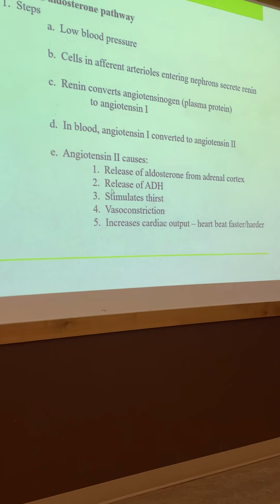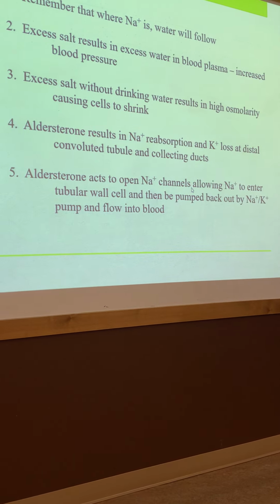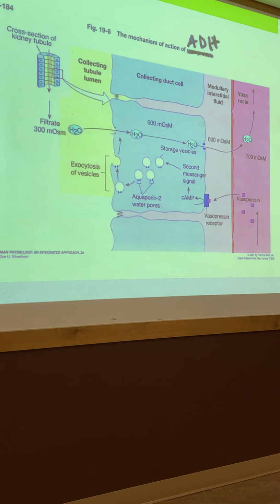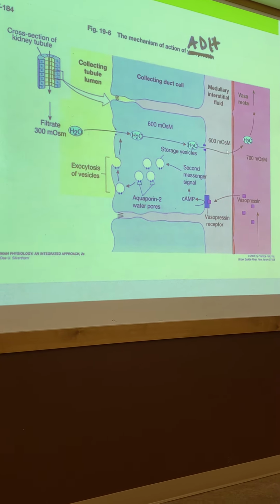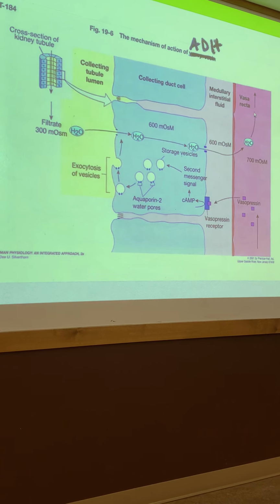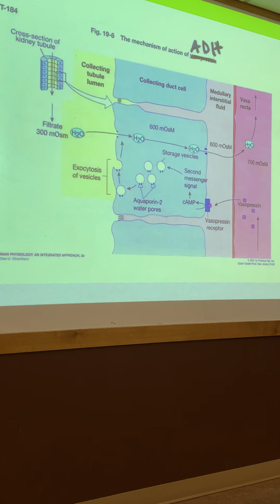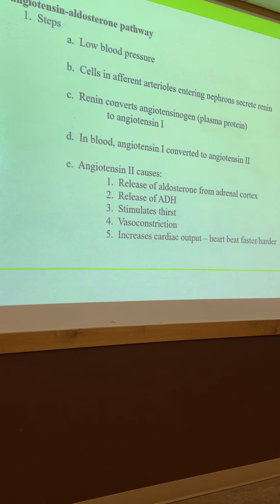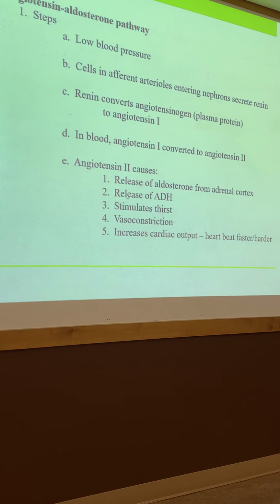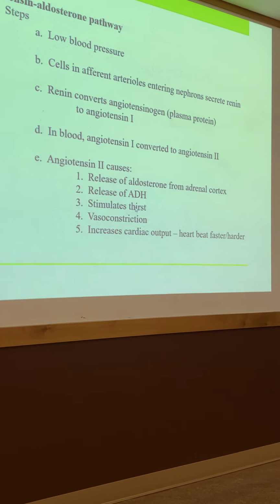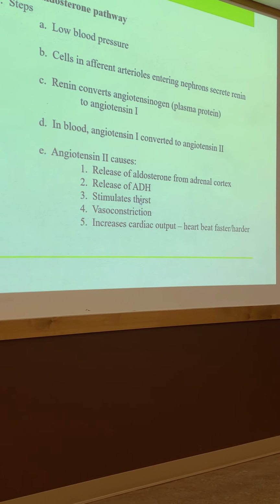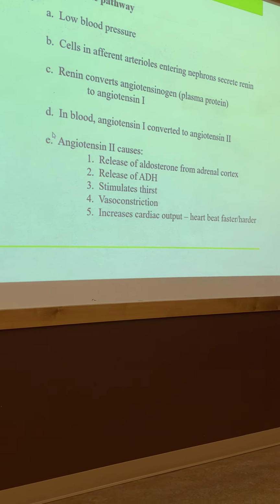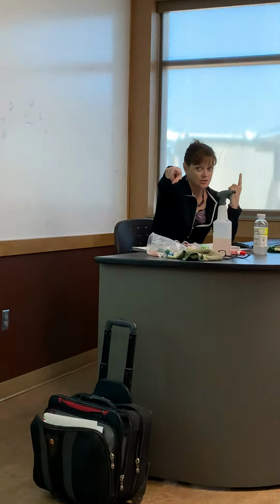Angiotensin 2 also causes the release of ADH. What does ADH do? Makes those water channels in the collecting duct, pulls water back into the bloodstream. What's that going to do to your blood volume? Increase it. What's it going to do to your blood pressure? Increase it. Angiotensin 2 is going to stimulate thirst. What are you going to do? Drink water. Where's that going to go? Into your bloodstream. What's it going to do to your blood volume? Increase. What's it going to do to your blood pressure? Increase.